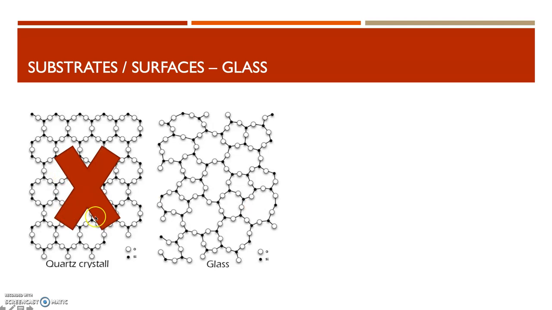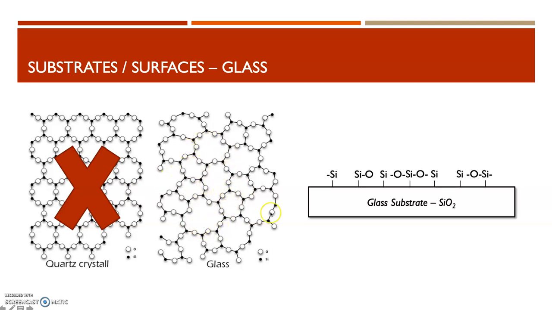So we're not going to be using quartz because, as you can imagine, that's probably a little more expensive. But we have glass slides for sure. And we're going to be representing that surface. Here's the substrate, the silicon dioxide. But at the surface, we have some silicons, right? And we have some oxygens, and sometimes they're bound to each other and sometimes they're not. And so this is what our glass substrate would look like.